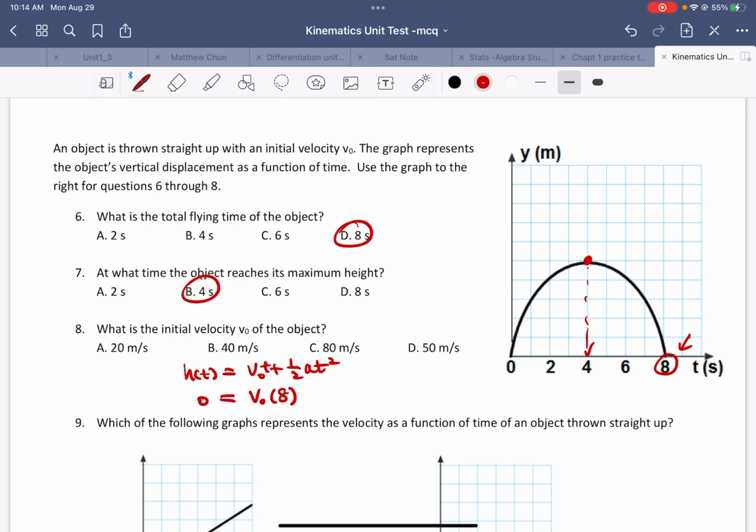And a is g, the gravity, which is negative 10. So 1/2 times negative 10 is negative 5. t squared is 8 squared. Okay, so from here, the only unknown is v naught, so you can find the initial velocity. So 8 v naught equals 5 times 64, 320. So v naught is 40 meters per second. Okay, so number 8 is B.